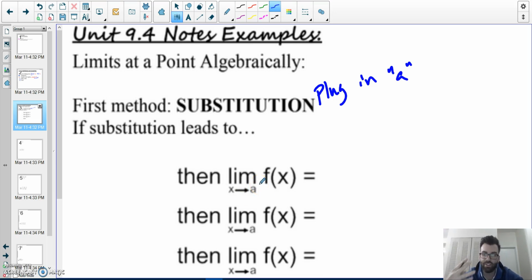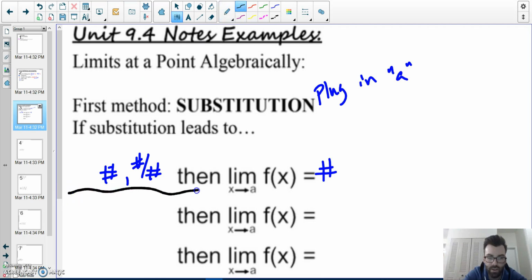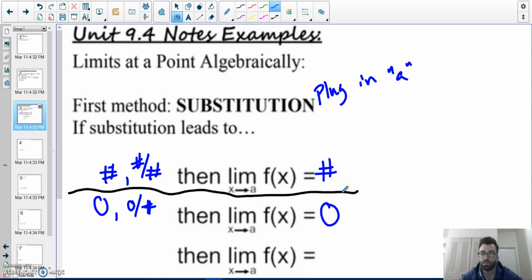All right, there are four different cases that we're going to talk about. Our first case is if I have a flat number like 4, or some fraction like 4 over 5, then our limit is going to equal whatever that number was. So if I take f of a, and it spits out a number, then that's my answer, and I just stop. If I take f of a, and it spits out 0, or 0 over some number, then my limit is just 0.